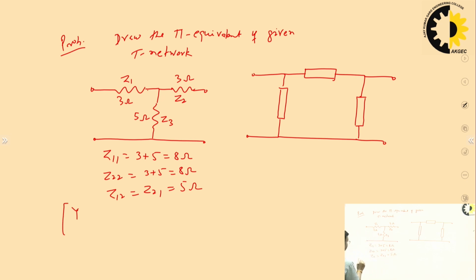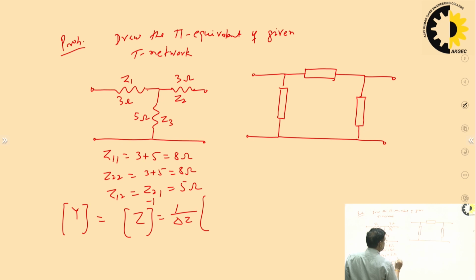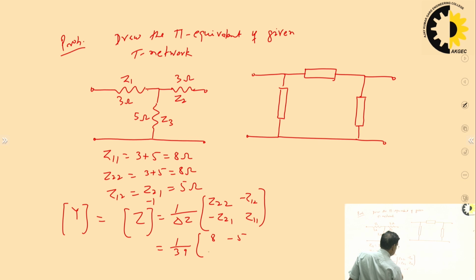Then the Y parameters, which is the inverse of the Z parameters. So it is coming 1 by delta Z times the matrix Z22, minus Z12, minus Z21, Z11. So put the value of this. Delta Z is 8 into 8, 64 minus 25. So it is coming 39. And Z22 is 8, minus 5, and this is 8.